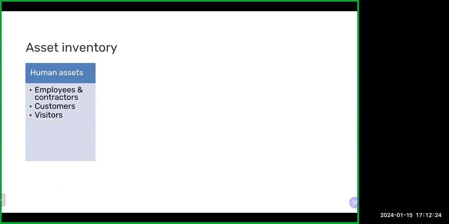I'm just providing here a list of items that can be used for the asset inventory. So also human assets, including employees, customers, and visitors. At the end of the day, when there is an incident, it's not only going to impact the financial posture of the company, it might also impact human assets, the employees or even visitors. And usually a human is the most important factor at the end of the day.